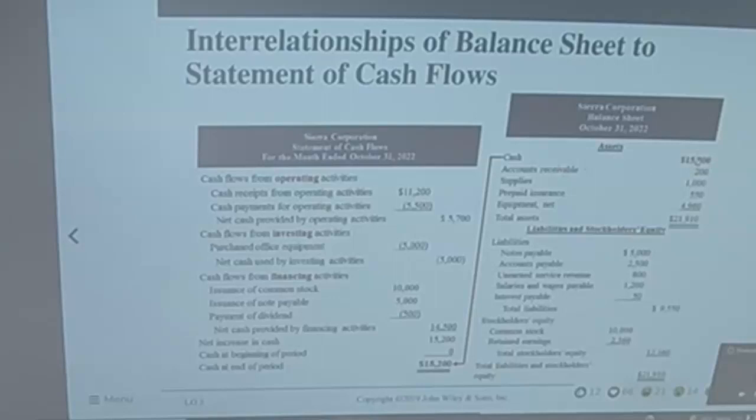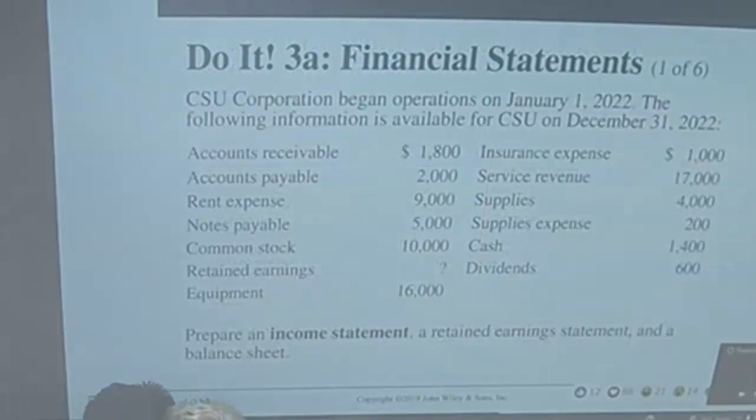Okay, so here's an example. This would be like a problem that I would ask you to do on an exam. This corporation began business January 1st, 2022, and had the following accounts on December 31st. So their fiscal year is the same as the calendar year. And here are their accounts in the accounting records.